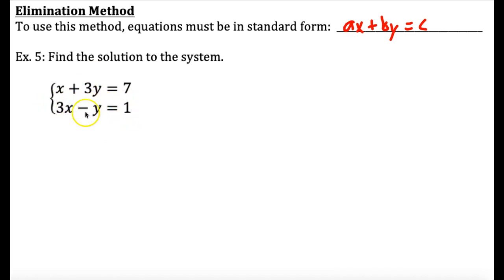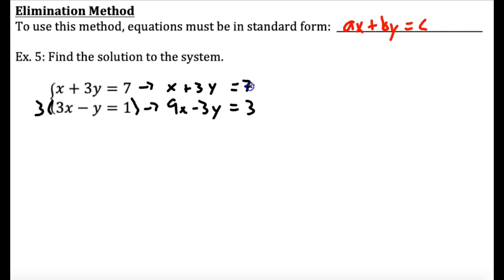If I multiply this equation, everything in this equation, by 3, the y's will cancel out. Right? So if I multiply this equation by 3, what happens is I will have 9x minus 3y equals 3. Okay, I'm multiplying everything, because what I do to one side of the equation, I have to do to the other. Now, I'm not going to change my first equation. That's going to stay as x plus 3y equals 7.